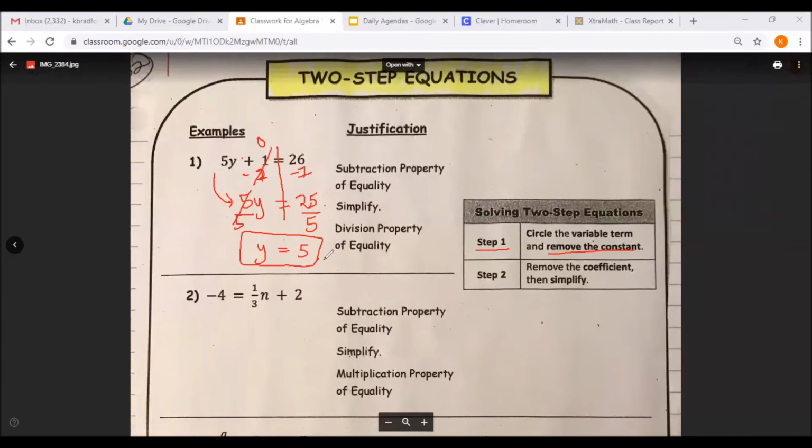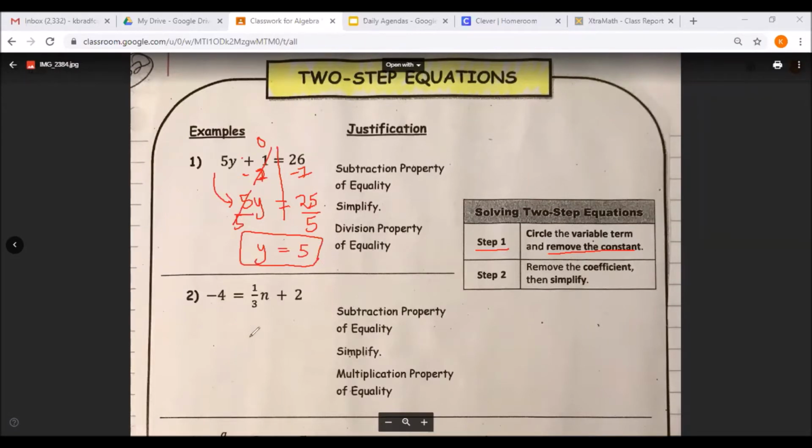And if you remember, solving an equation is different than evaluating an expression, because when we solve an equation, we have to tell what the variable is equal to. You're finding the value of the variable.